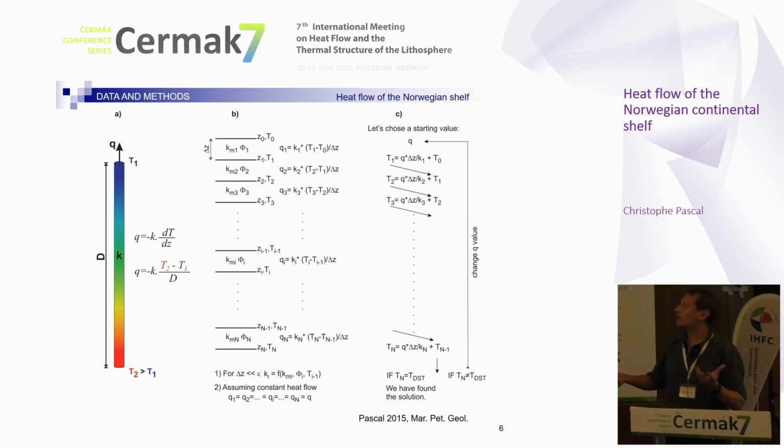Well, in one word, what we did here is to break down the length of the well into small intervals, such that porosity and temperature variation of both parameters is negligible, and we can estimate the conductivity for each interval. And then it's just a question of selecting a heat flow value and cascading the calculation of temperatures. If the bottom temperature corresponds to the measured temperature, we have a solution. If not, we restart.